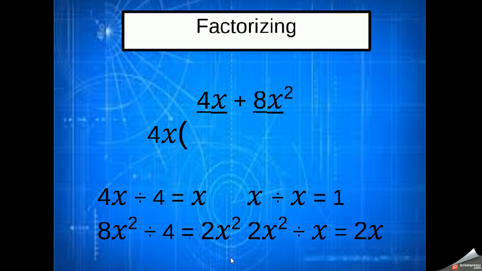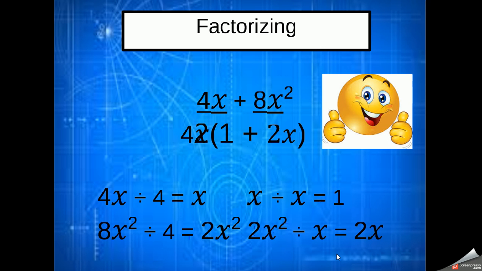With the second one, we've got 2x squared, and we're dividing it by x. And if you look back over indices and the rules of indices, 2x squared divided by x is 2x. If you notice, I just remove 1 from the power, and it becomes 2x. So, leaving us with the equation, apologies for the writing here, 4x times 1 plus 2x.